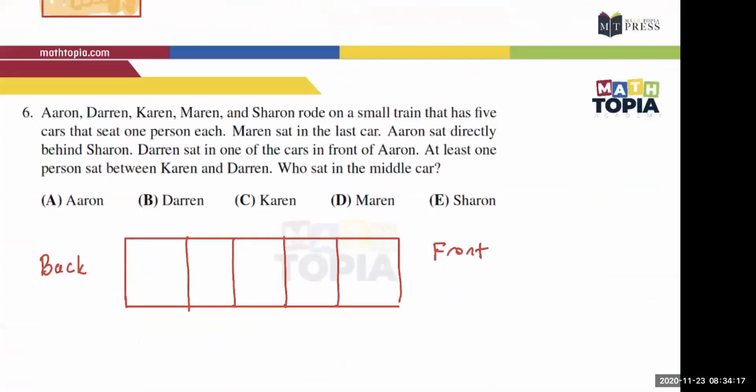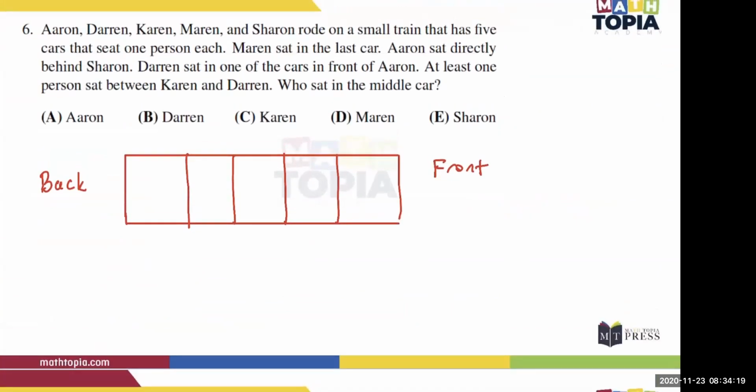So let's see this problem. Aaron, Darren, Karen, Marin, and Sharon rode on a small train with 5 cars that seat 1 person each. Marin sat in the last car. Aaron sat directly behind Sharon. Darren sat in one of the cars in front of Aaron, and at least 1 person sat between Karen and Darren. Who sat in the middle car?